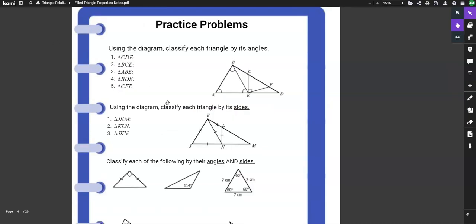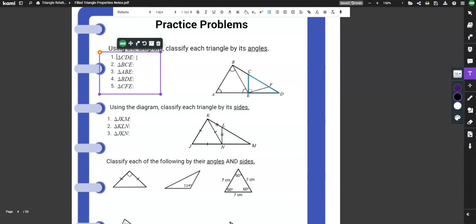All right, so we're going to use that information and identify each of these sets of triangles. So let's look here at our practice problems. Number 1 says triangle CDE. So what I'm going to recommend is that you do a little bit of highlighting here, like I often do here. So CDE is this triangle here. And that is a right triangle. We can tell that by that little symbol there. So this is a right triangle.